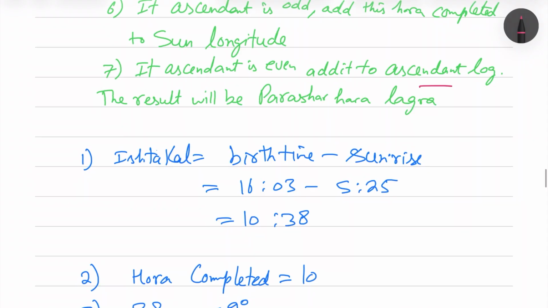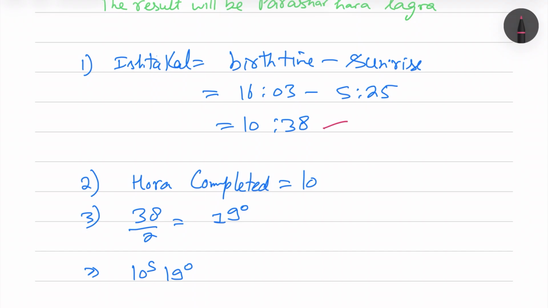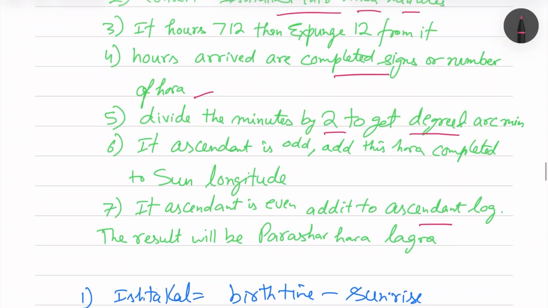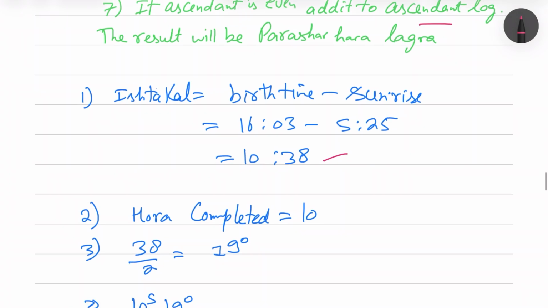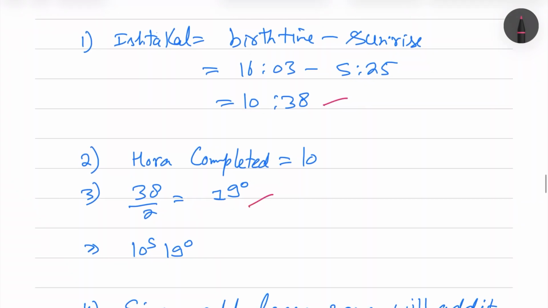Here, Istkal is birth time minus sunrise. Birth time is 1603 minus 525. So it is 10 hours 38 minutes. So Hora completed will be 10 and 38 divided by 2, because the step says that divide the minutes by 2. So we get 19 degree. So it is 10 sign 19 degree.